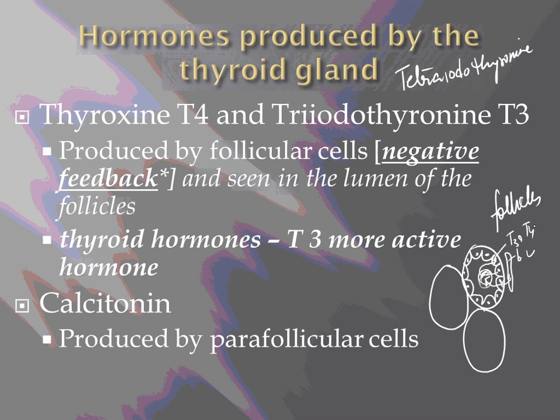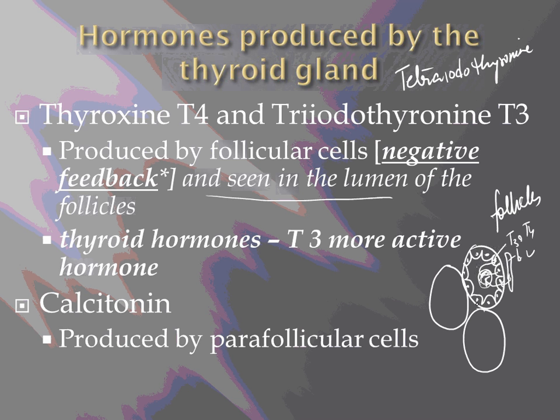I'll show you this picture, but I'm just giving you an example. It's a little roundabout way, because the cell cannot take in iodine and bind it inside the cell itself. It has to come into this lumen and bind it, which is why T3 and T4 are found in the lumen. So that's what I mean by it being seen in the lumen of the follicles.